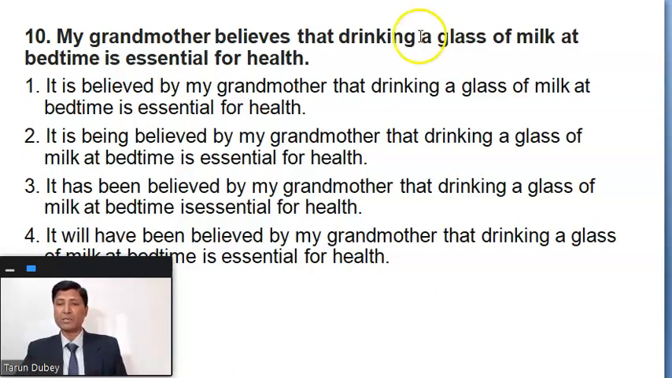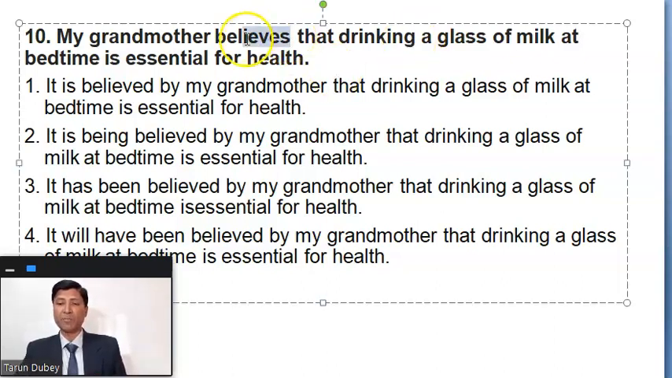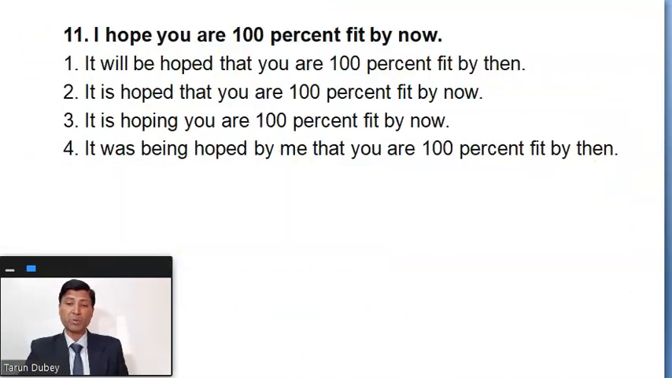And the keyword is this, believes. This is the fifth form of the verb, believes. What will be the correct answer? Is believed. Where is believed? Answer is this, is believed. Here is being believed, wrong. Has been believed, wrong. Will be believed, wrong. So your answer is number 1.